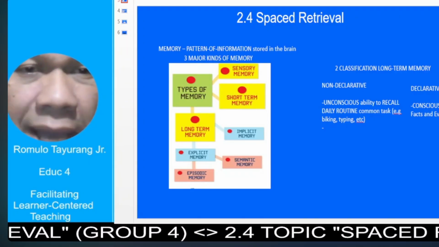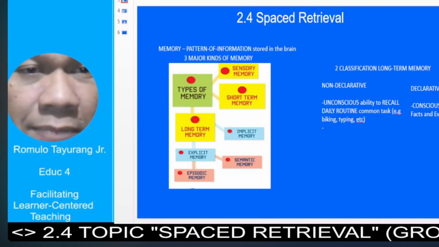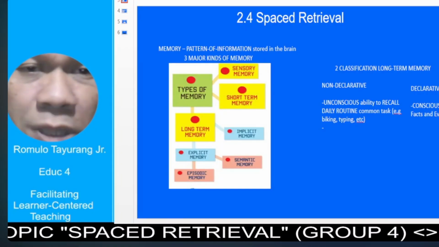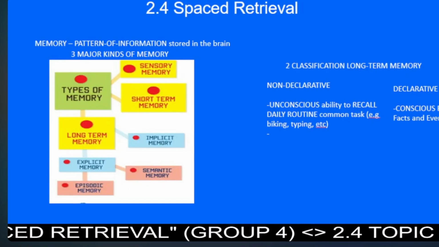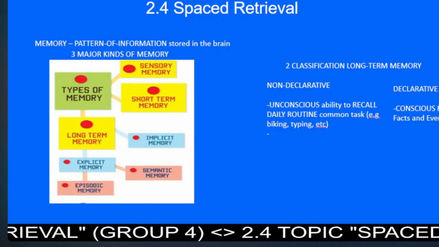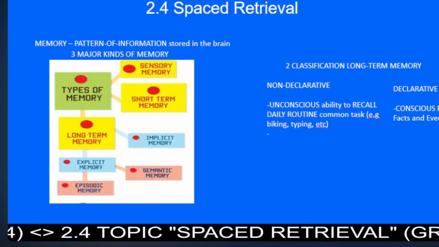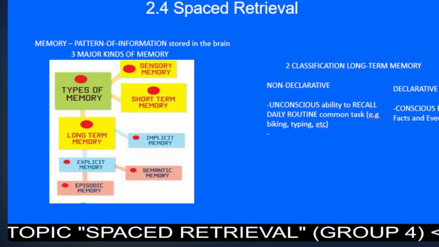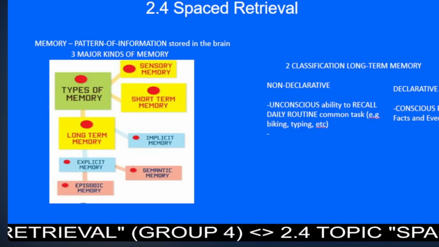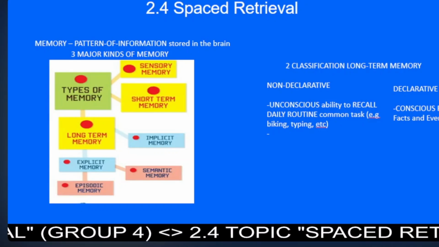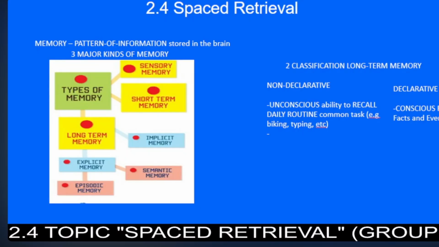To understand better about spaced retrieval, class, let us start with the word memory. What is meant by the word memory? As you can read there in the slide, memory is the pattern of information stored in the brain.